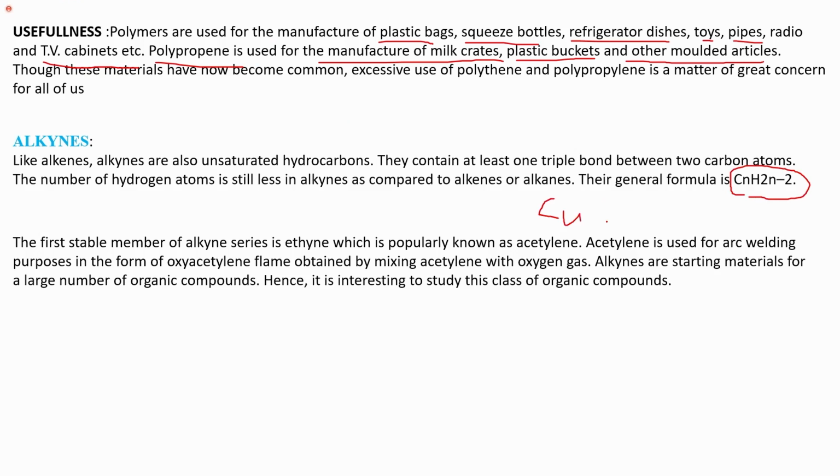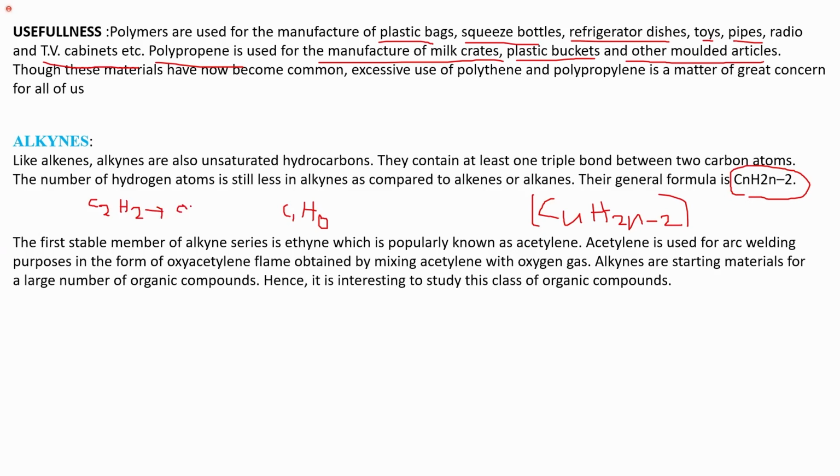So CnH2n minus 2. Let's say if n equals 1, then C1H2 minus 2, that means H0. So C1 is not possible, because without hydrogen it is not possible at all. Then we have to go to C2. If it is C2, then the hydrogen will be H2, CH2 in each carbon, so then it is called the acetylene moiety.